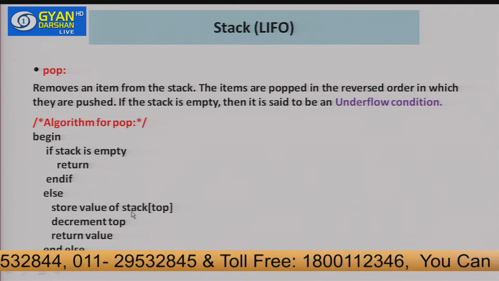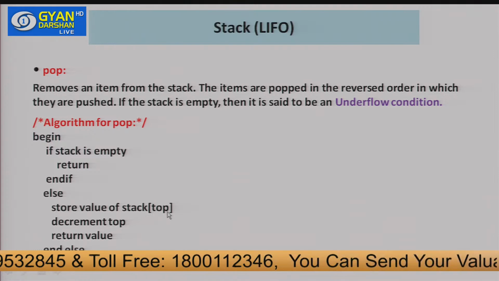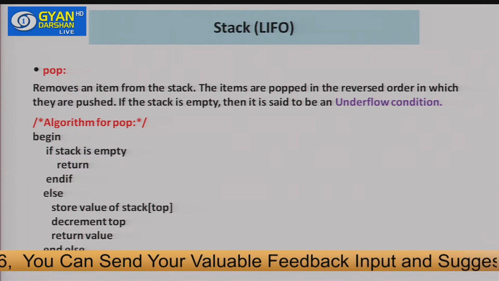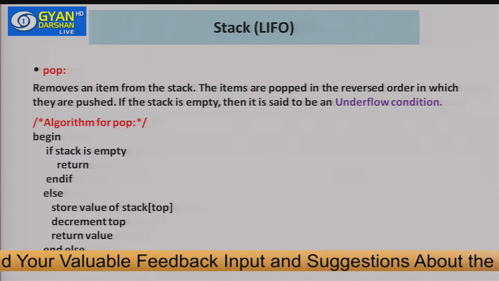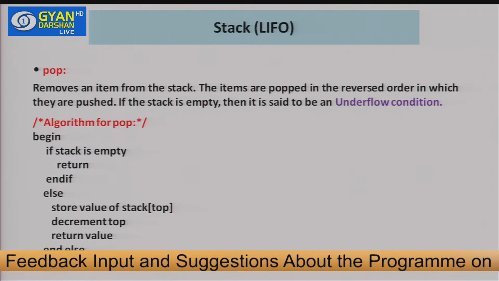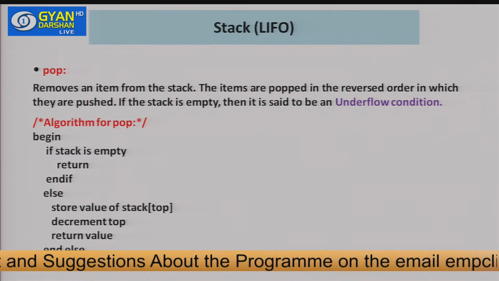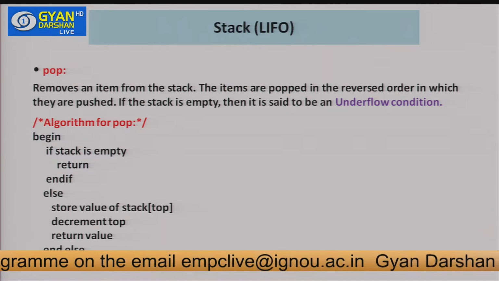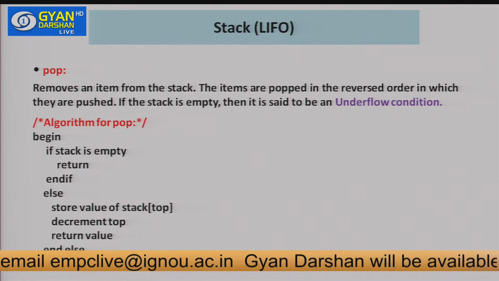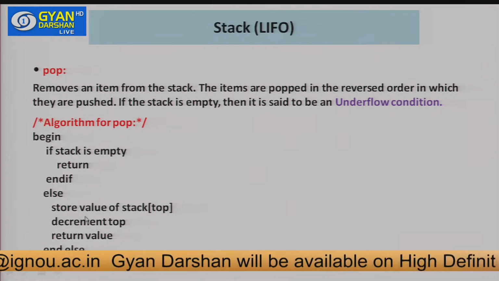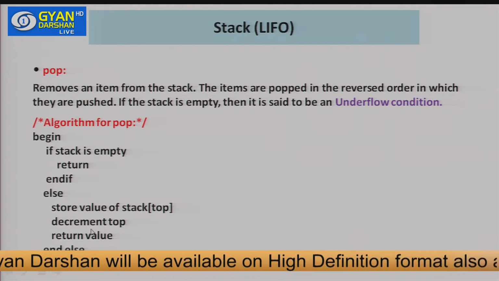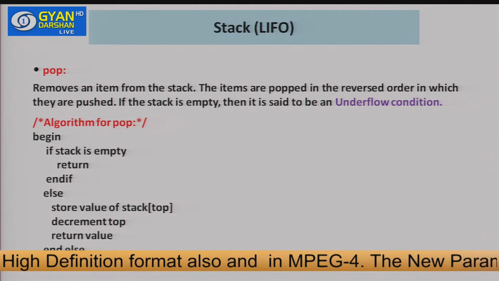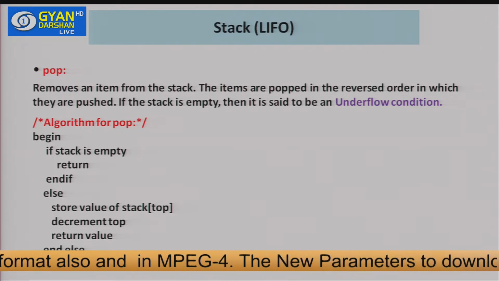So store the value of stack top. Obviously we will retrieve the element which is pointed by the top, and we will store it into some variable, and thereafter top will be decremented because the top element has been retrieved or popped. Then the top will point to the next element available in the stack. So top will be decremented in that case. Then it will return the value which is popped. So that is the basic pop operation which is performed on the stack.